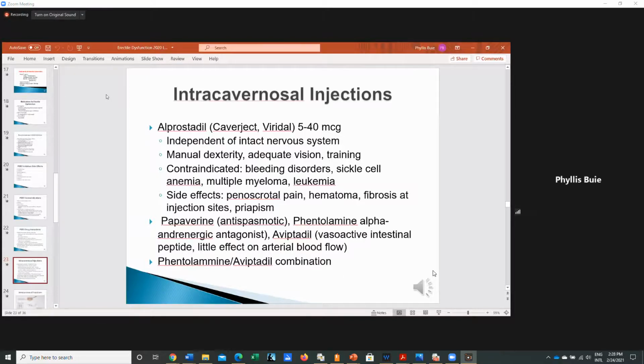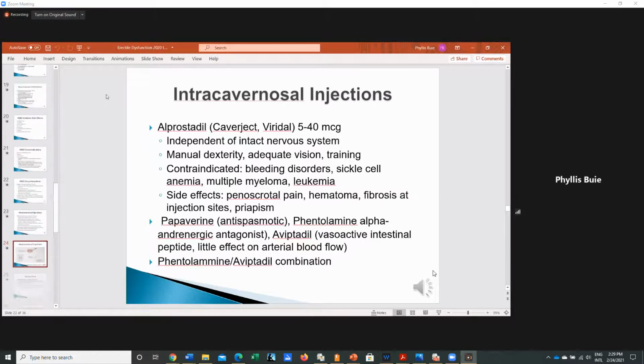We don't give this particular medication to patients who have any type of bleeding disorders, if they have sickle cell anemia or multiple myeloma or leukemia, because we've already talked a little bit about how the microemboli or the sickled cells trap the blood in the penis. Some of the main side effects of this type of medication are penile pain, and they may have a hematoma at the injection site, and if they use them a lot, they may actually develop fibrosis at the injection site.